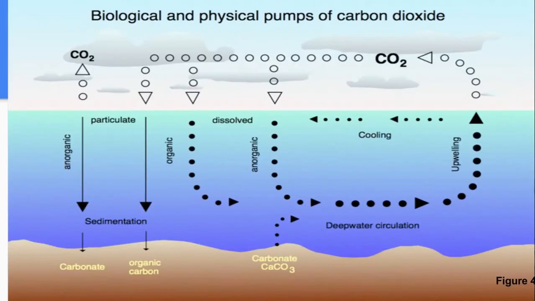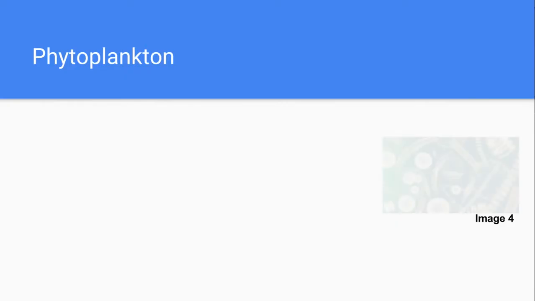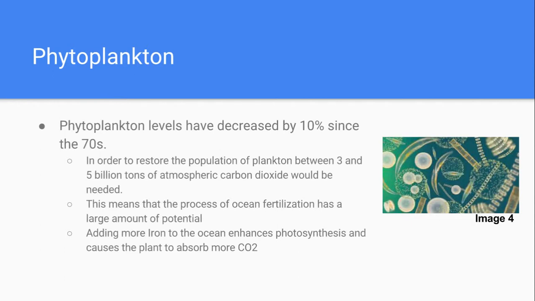The next slide is an overview of the whole process, but you can see where it dropped the iron in, and then you can see where the CO2 cycles into the deep part of the ocean and just gets stored there for a while. So phytoplankton levels would be increased through ocean fertilization. They've decreased 10% since the 70s, so it would technically reboost their population, which could be a good biological incentive to the project.